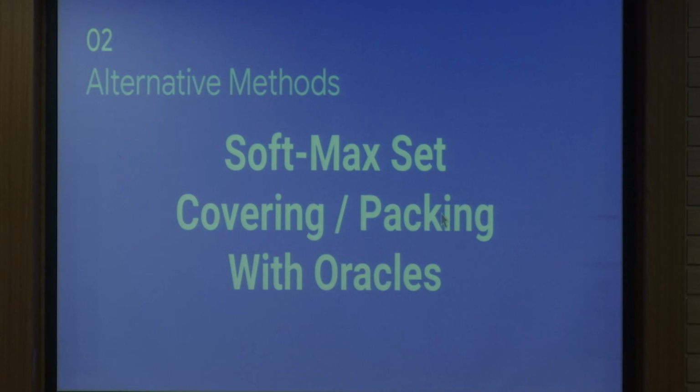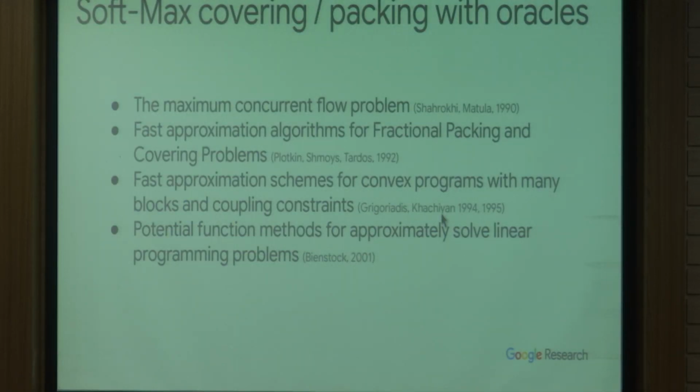And let me move on. So we had this idea, maybe we can take back this algorithm and use the exponential penalization, but it's not clear how to use the network structure in that algorithm. And talking about this, Dan said, oh, well, you should look at these papers, all this packing, covering, exponential penalization literature, which is this. The soft max covering packing with oracles. It's a beautiful literature.